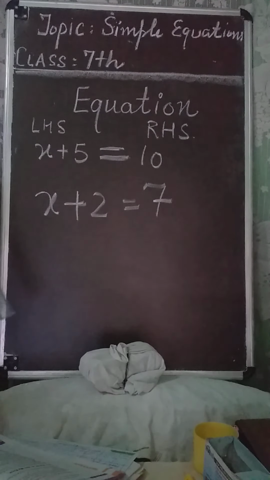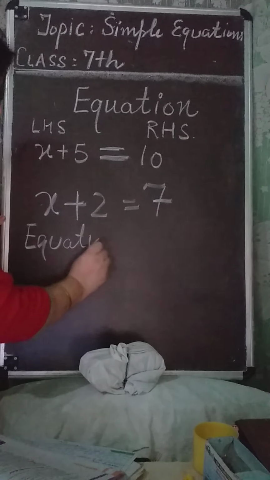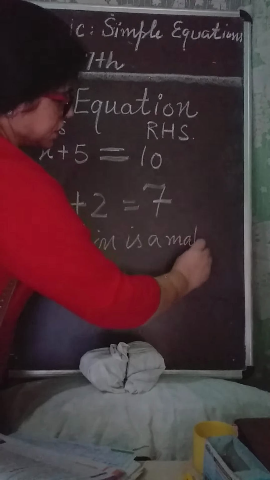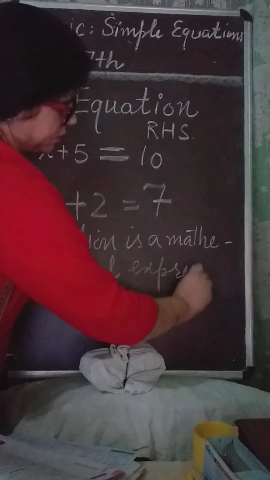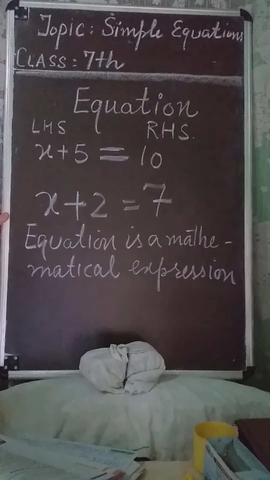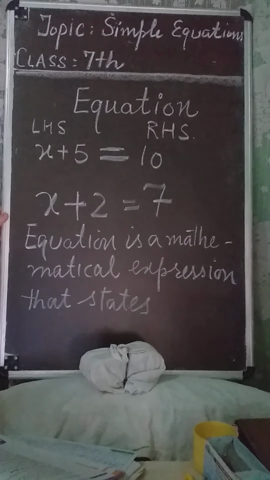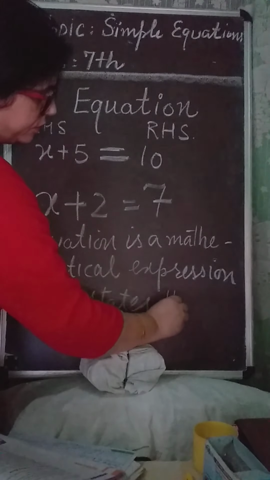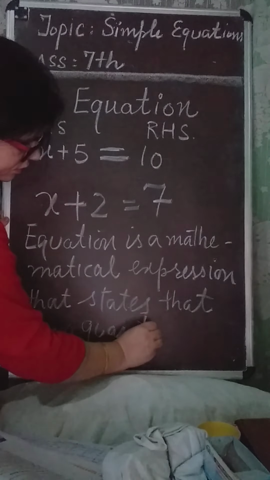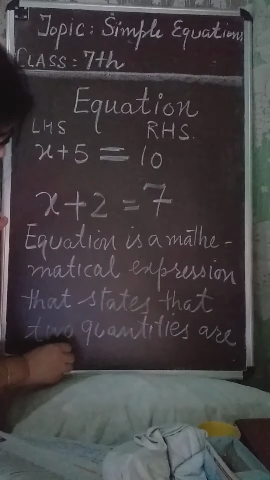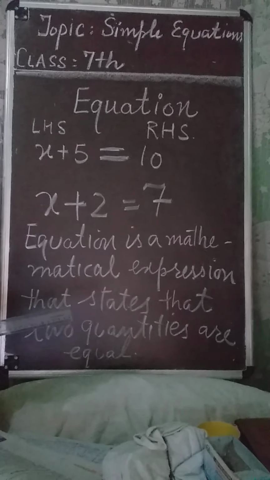So what is the definition of the equation? An equation is a mathematical expression that states that two quantities are equal. Okay children, I hope you have understood what is an equation.